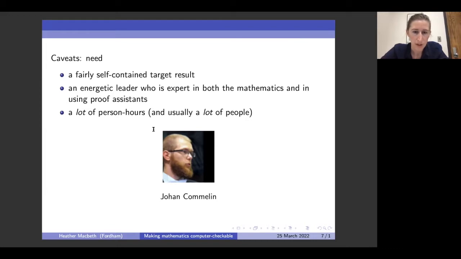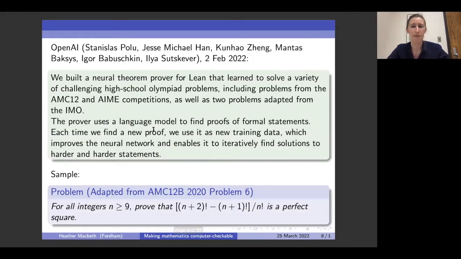So I want to also mention briefly a really promising recent result in artificial intelligence. Since you can express mathematics in this way, you can send it off to the people that are working on machine learning.